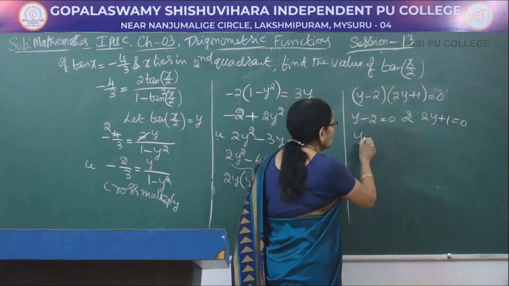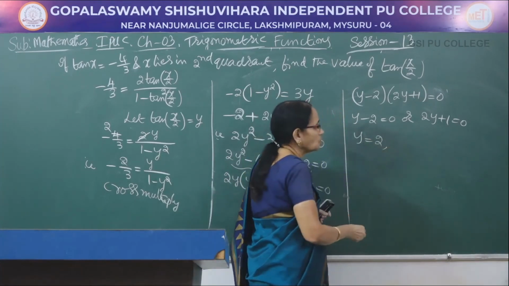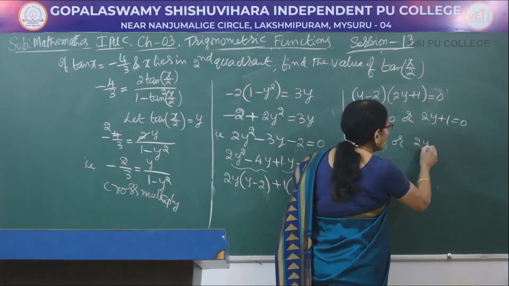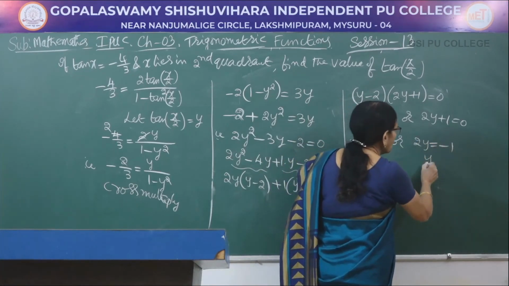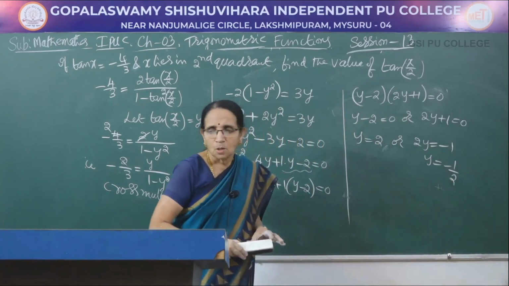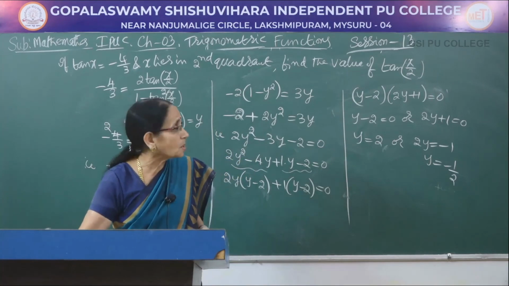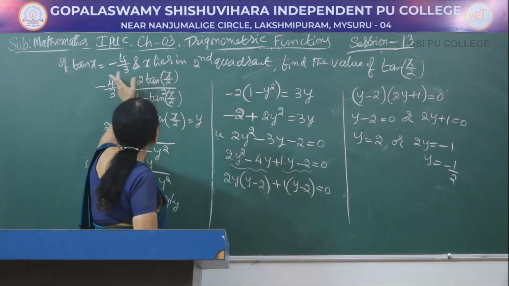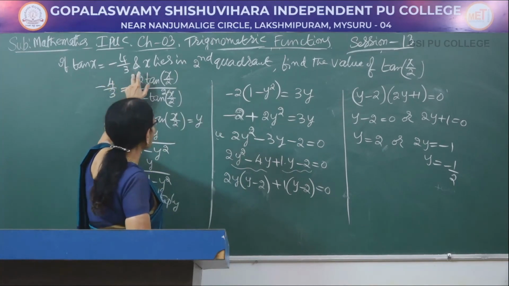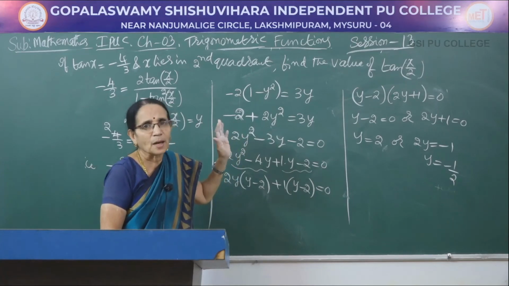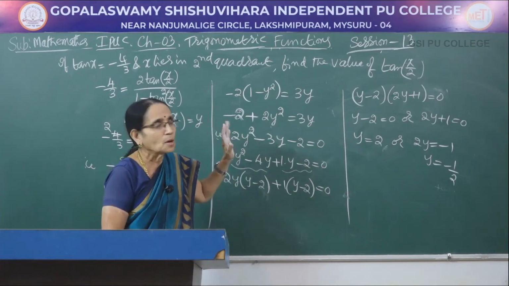Now, in this case, y is equal to 2. In the other case, you write 2y equal to minus 1, or y would be equal to minus 1 by 2. Now, which value should we take into consideration? Look at the problem. Tan x equal to minus 4 by 3, x lies in the second quadrant. Whatever may be the value of x, we do not know the exact value.